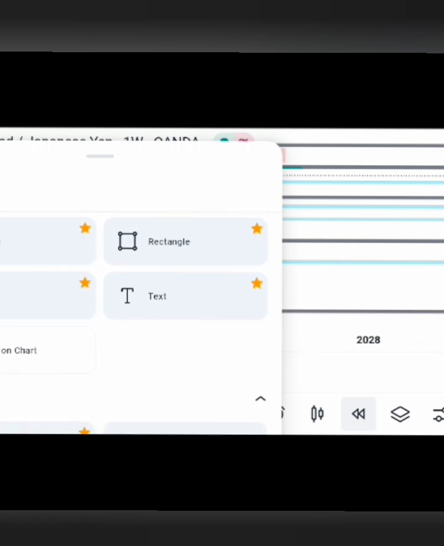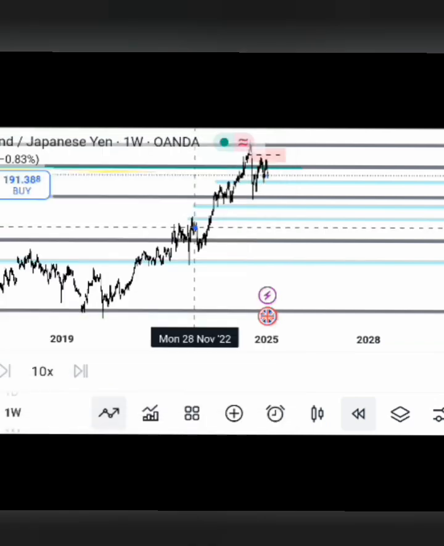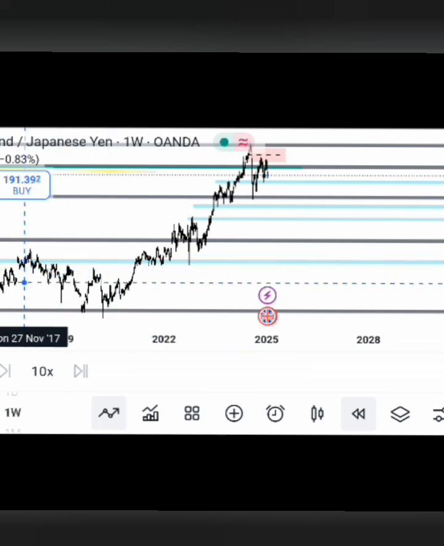Sorry, I'm a beginner. So let's go. I don't have a laptop. I'm using my phone to analyze the market like this. That's why you're not even seeing the candle clearly. You should be seeing the candle clearly.